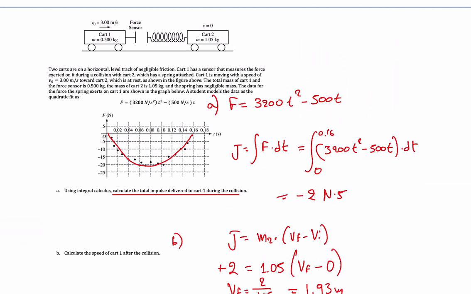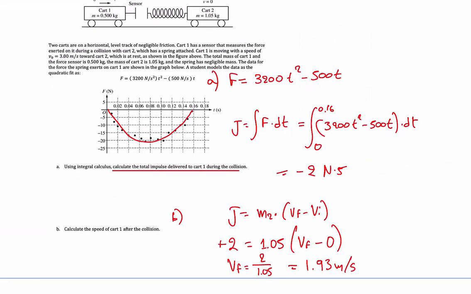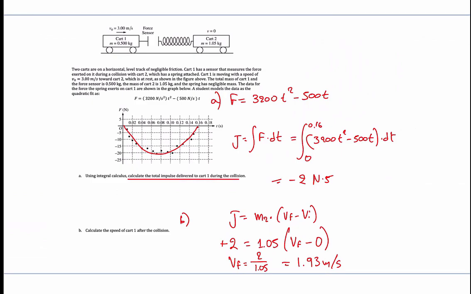If the question was about to find the final velocity of the cart 1, we would do the same application. It's just that the impulse would be minus 2, which is equal to m1 times v final minus v initial. Minus 2 is equal, the m1 is 0.5, the v final is unknown, and the v initial is 3. And from this we would find what is the speed of the other cart.